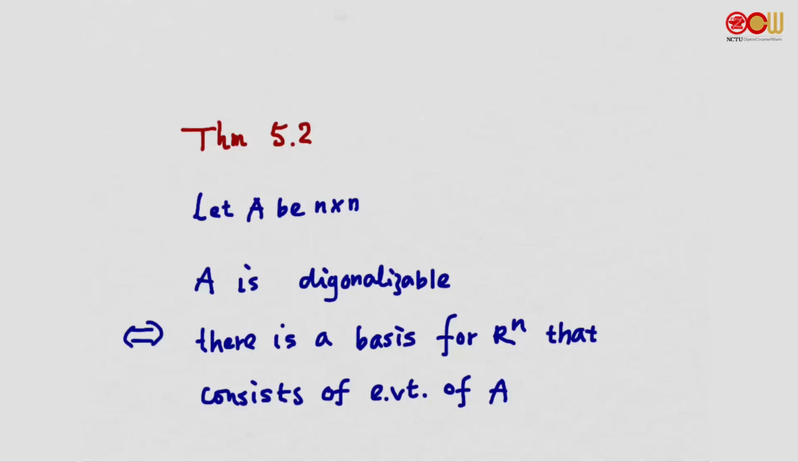Summarizing what we have discussed so far, we have theorem 5.2. A is n by n. A is diagonalizable if and only if there is a basis for Rn that consists of eigenvectors of A.